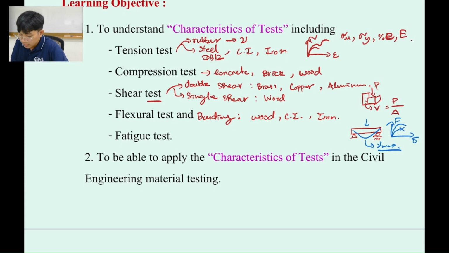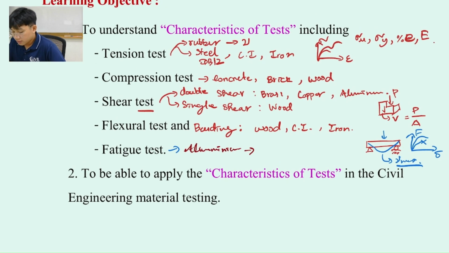And lastly is the one you have tested already, fatigue, right? So you have tested fatigue for what material? For aluminum, right? So only one material that we test is the aluminum. Okay, for the fatigue test, we saw the result that it failed as a brittle material.